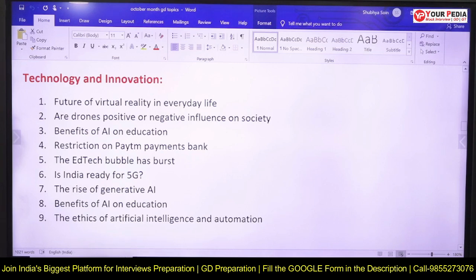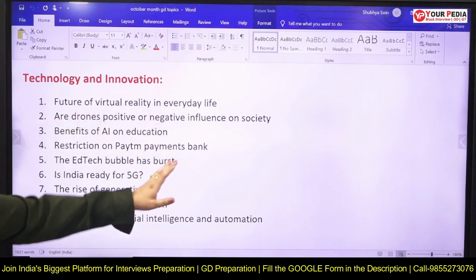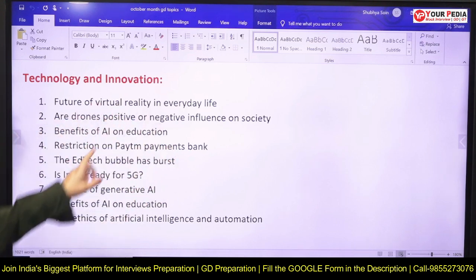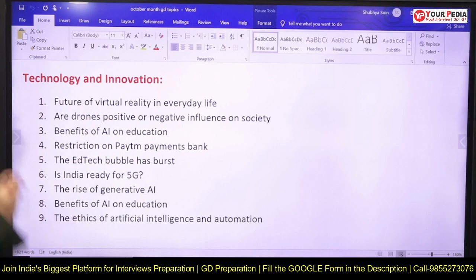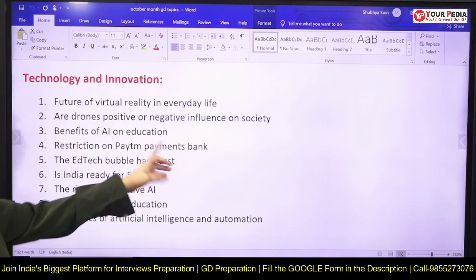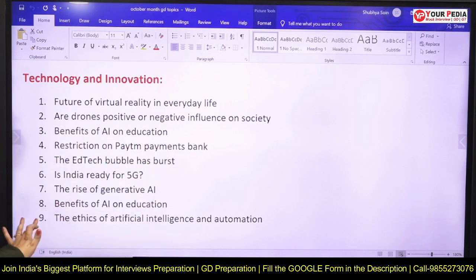Technology and innovation: future of virtual reality in India in everyday life. Are drones a positive or negative influence on society? What is the benefit of AI on education? Restriction on payments, Paytm Payments Bank. Then, has the edtech bubble burst?